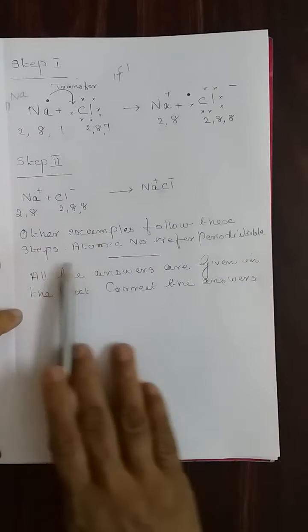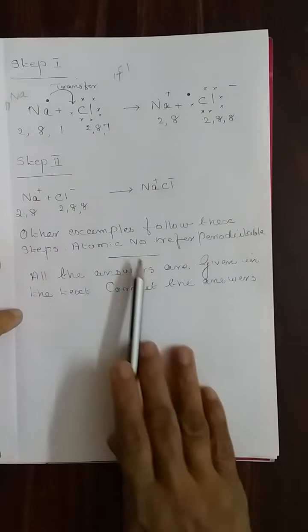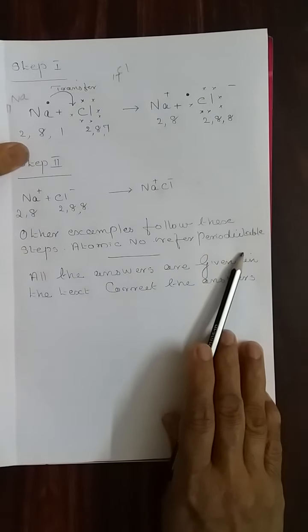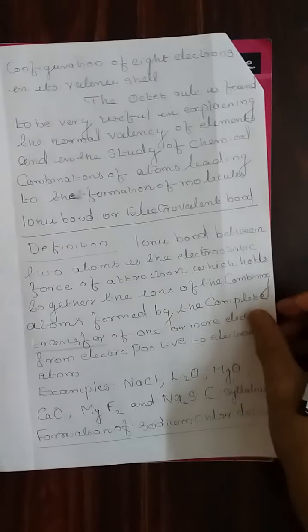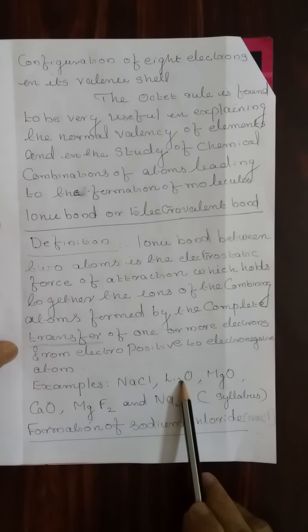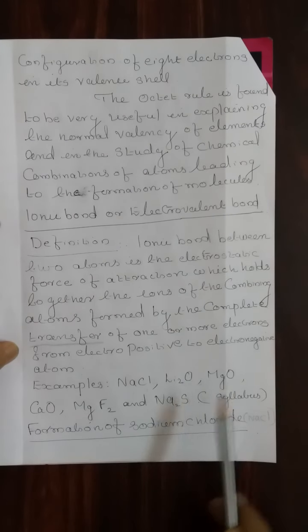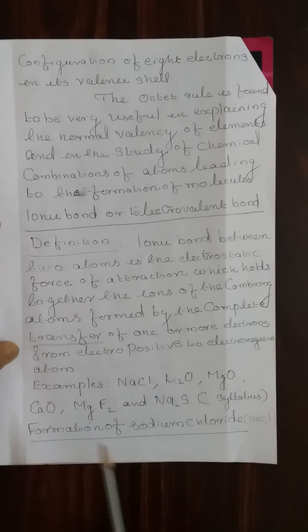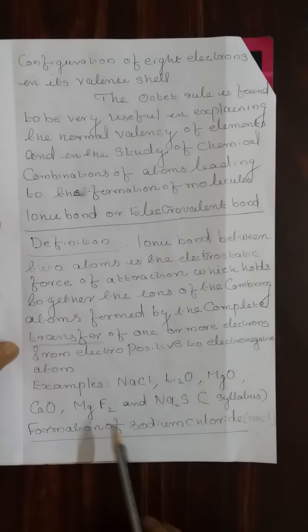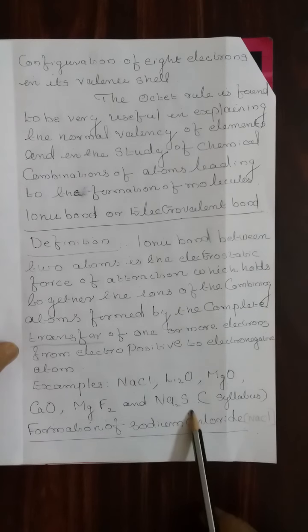Other examples follow the same steps. Atomic number, refer from the periodic table. See, the other examples are 1. Lithium oxide, 2. Magnesium oxide, 3. Calcium oxide, 4. Magnesium fluoride, 5. Sodium sulfide.